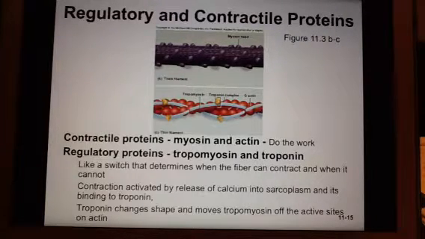The contraction is activated by the release of calcium into the sarcoplasm, and the calcium has to be able to bind to the troponin. If it cannot, then the contraction cannot happen. The troponin changes shape and moves the tropomyosin off of the active sites on the actin. So technically during the contraction we're going to be talking about the myosin and the actin and how they touch and grab onto each other, but that wouldn't happen if the tropomyosin and troponin hadn't moved out of the way. Specifically, the tropomyosin moving out of the way. The troponin being activated by the calcium is what causes that tropomyosin to move.